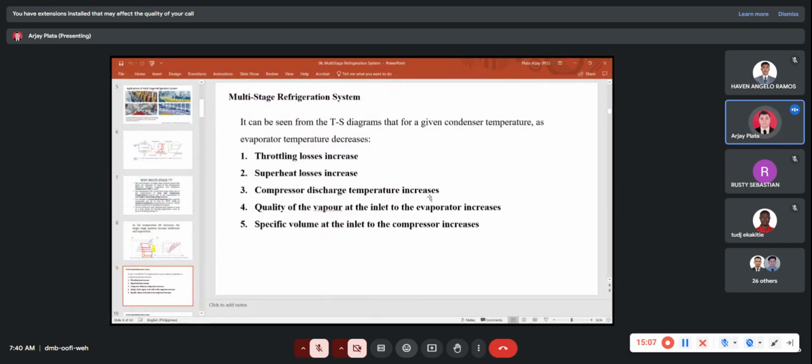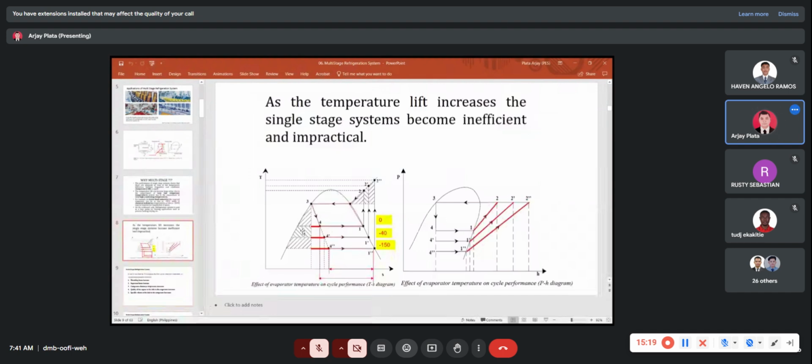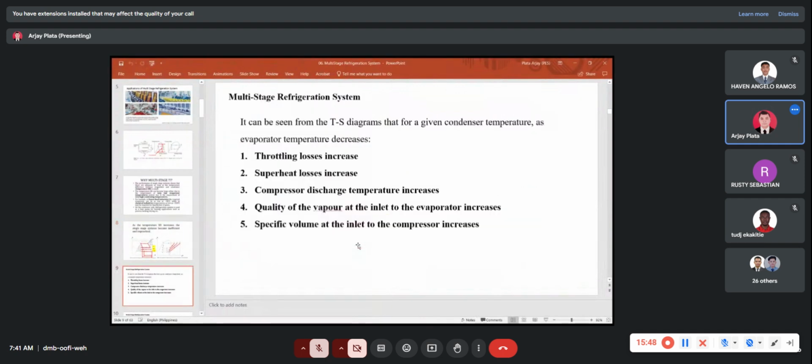It can be seen from the TS diagrams that for a given condenser temperature, as evaporator temperature decreases, throttling losses increase. We have these throttling losses here. So can you see this line? As the evaporator temperature decreases, you can see that this line becomes longer. So this is the throttling losses.